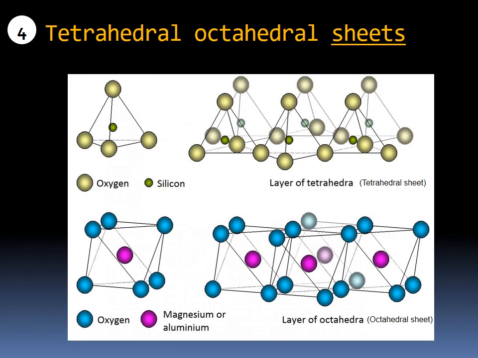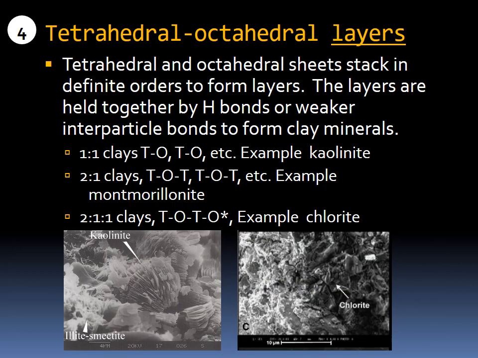Now, when you put tetrahedrons together and bind them to each other, they will build a tetrahedral sheet. And the same goes for the octahedrons. When you put them together, they form an octahedral sheet. And when you put tetrahedral and octahedral sheets together, you are basically building a layer. And these layers are held to each other by chemical bonds.